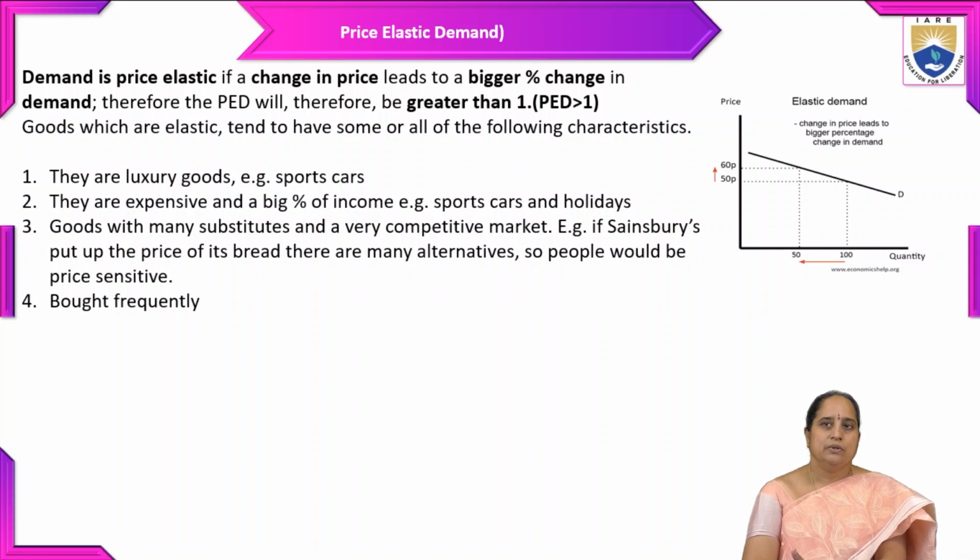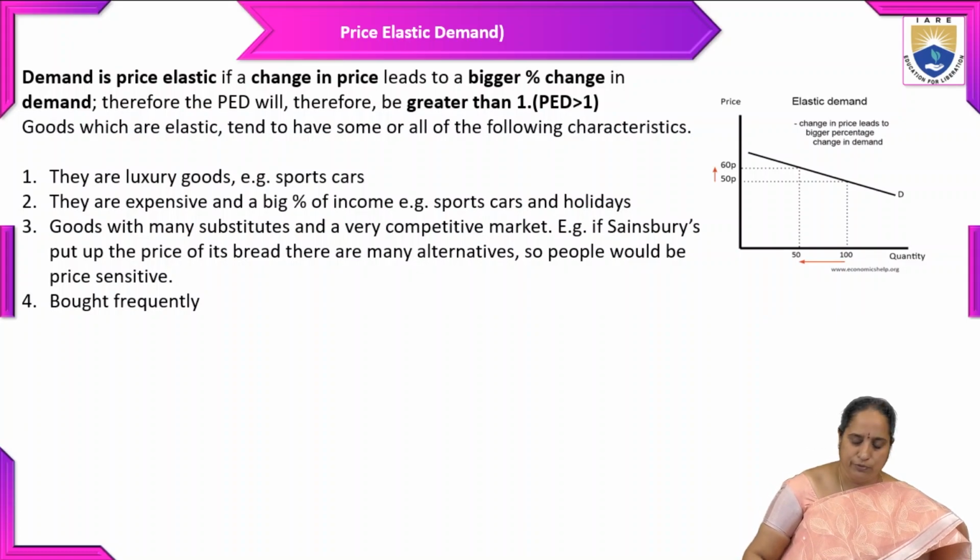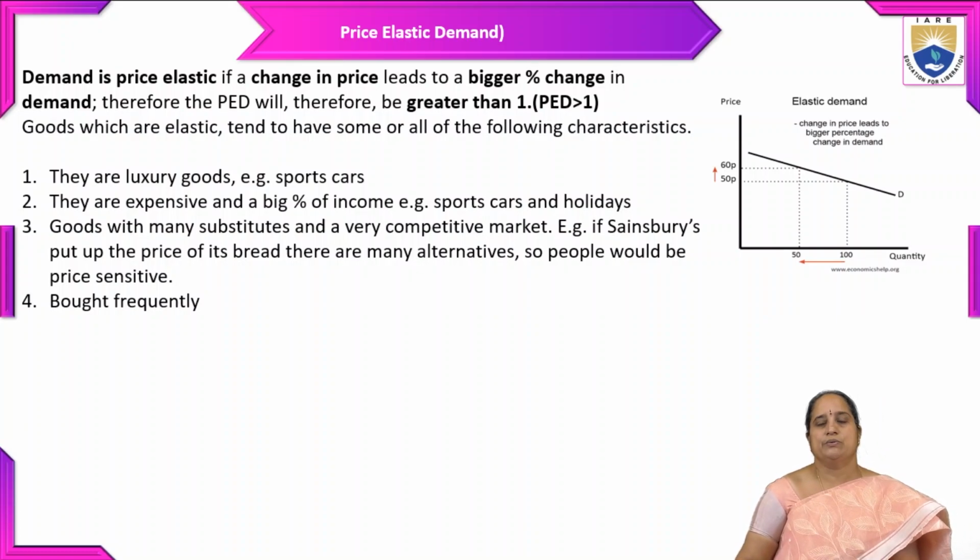For example, if Sainsbury put up the price of its bread, there are many alternatives, so people would be price sensitive. The next one is goods bought frequently. Those are products we purchase most frequently.